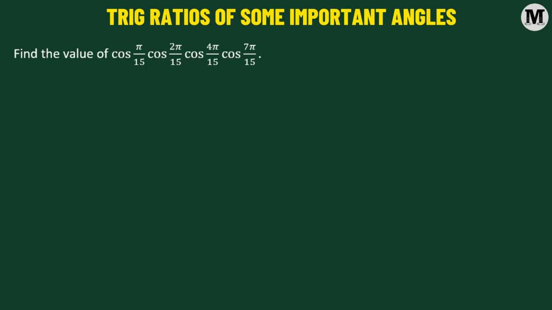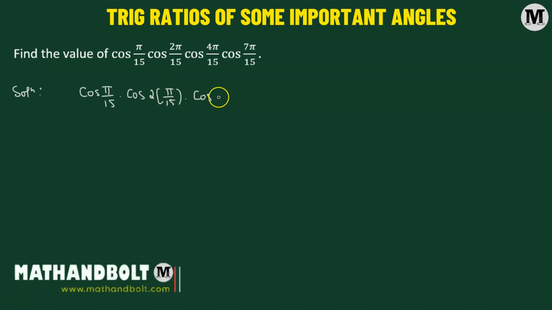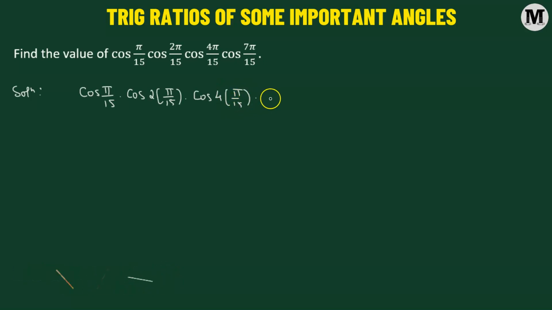We need to find out the value of the given trig expression. Let us begin. Here we have cosine of pi over 15 multiplied by cosine of 2 times pi over 15, times cosine of 4 times pi over 15, multiplied by cosine of 7 times pi over 15.